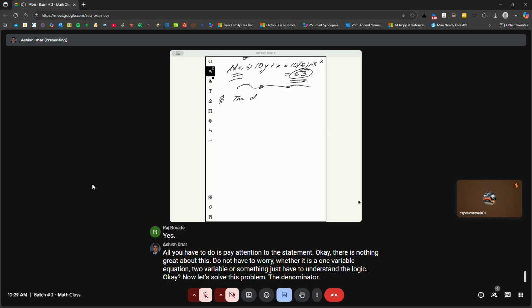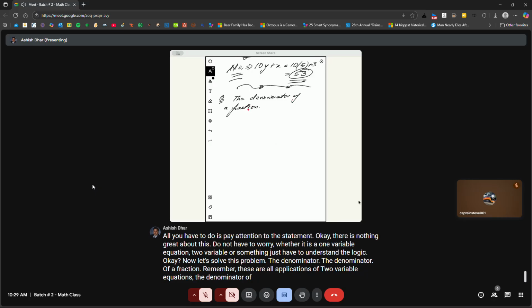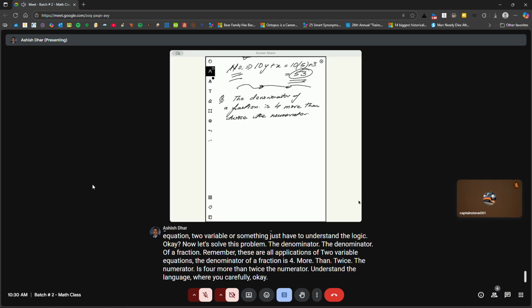The denominator of a fraction. Remember, these are all applications of two variable equations. The denominator of a fraction is 4 more than twice the numerator. Understand the language very carefully, okay?